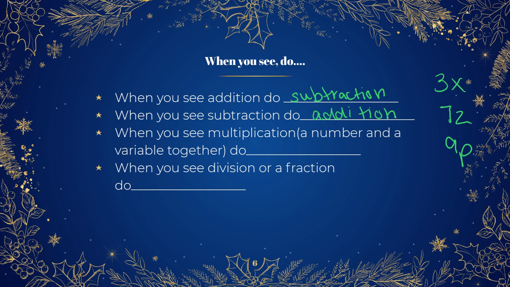If you see a number and a letter directly together, that indicates multiplication. So when you see multiplication, do division. And lastly, when you see division or a fraction, like x over 8, that's a fraction, and that's the same thing as division, okay? So whenever you see a fraction or division, you're going to do multiplication. Each of these would be inverse operations of each other.